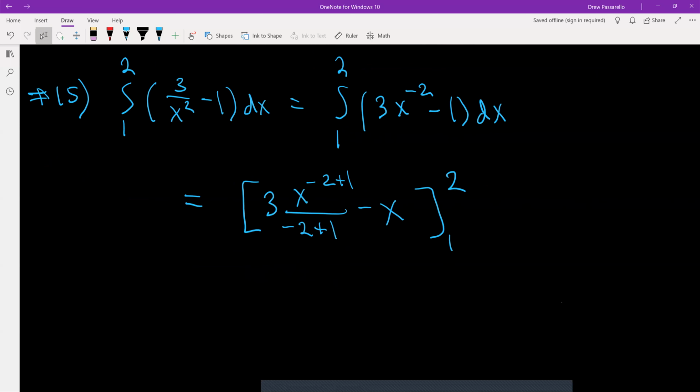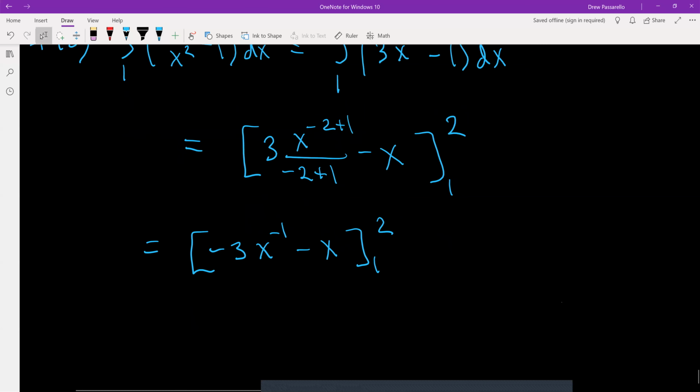All right, so now I just simplify it some. So negative 2 plus 1 is negative 1. So I have 3 divided by negative 1 is negative 3. So I have negative 3 x to the negative 1 minus x, and then 1 to 2. You can change that to negative 3 divided by x minus x, so that you don't have the negative exponent.